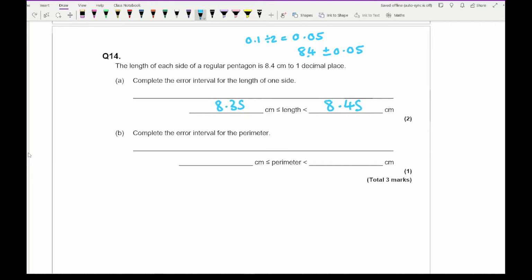Then it says work out the error interval of the perimeter. So all I need to do there is just multiply both of these numbers by 5 because there are 5 sides to a pentagon. So 8.35 times 5 gives me an answer of 41.75, and 8.45 times 5 is 42.25.